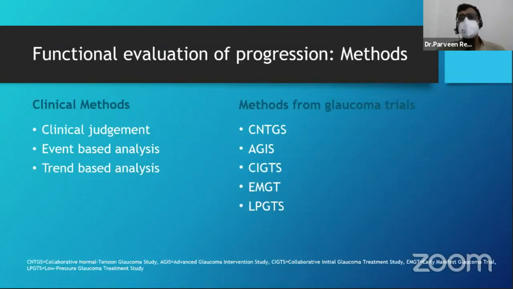So what are the methods available on the SAP to detect the progression? We have two types of methods, which conveniently we can classify into clinical methods, which are clinical judgment, event-based analysis, and trend-based analysis. Then there are the methods which we have derived from the various glaucoma trials which have been done so far.